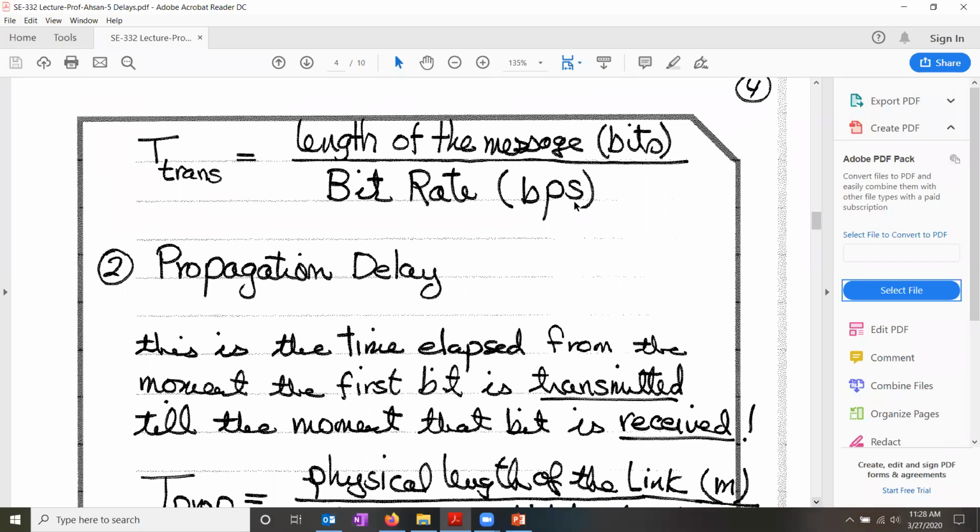Hello students. Yes, sir. Propagation delay की समझ आई है?